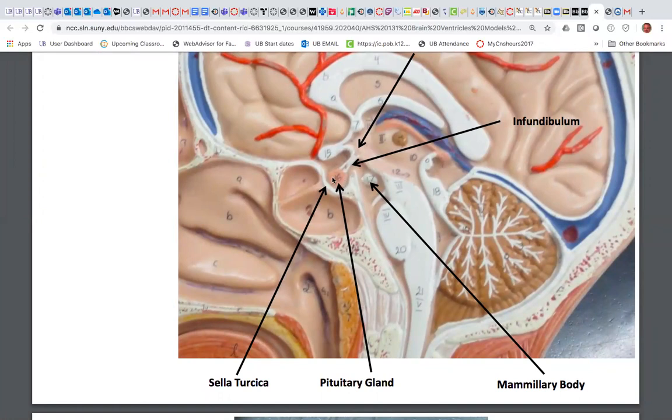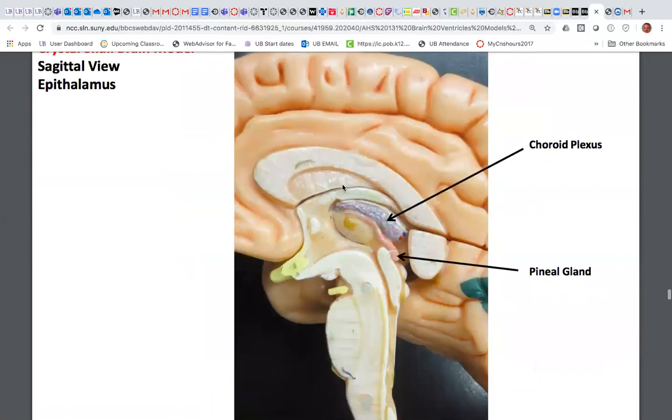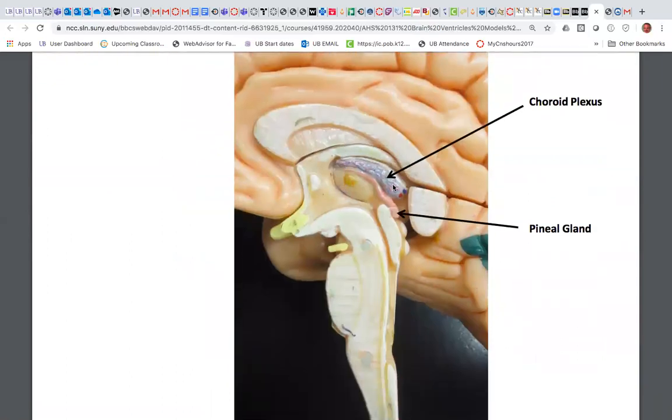Hypophyseal fossa, neurohypophysis, adenohypophysis. Both adenohypophysis and neurohypophysis are part of the pituitary. Adenohypophysis is the anterior pituitary. Neurohypophysis is the posterior pituitary. The neurohypophysis has axons connecting from the hypothalamus down into the infundibulum to the posterior pituitary. Here's the choroid plexus. Choroid plexus is lined with ependymal cells. Ependymal cells help to produce cerebral spinal fluid. Pineal gland is posterior. Don't confuse that with the pituitary.